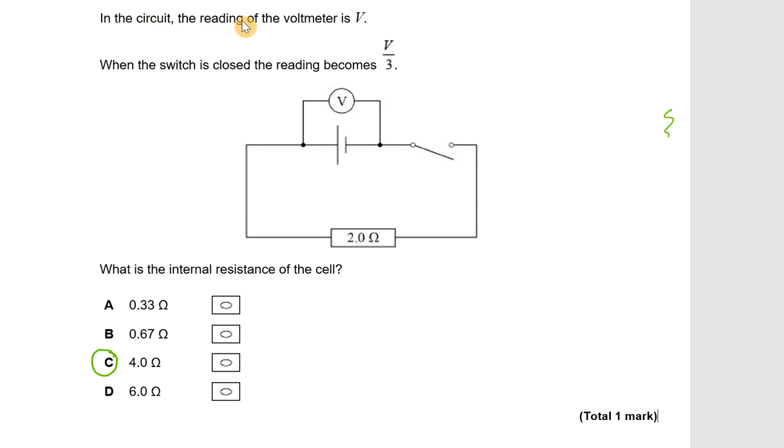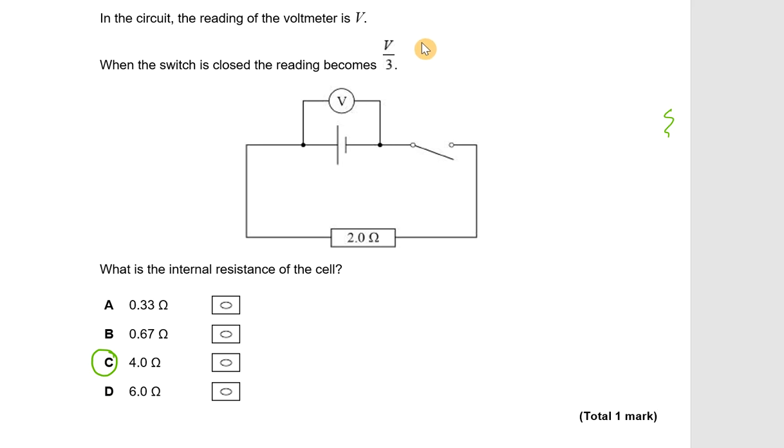So, in the circuit, the reading of the voltmeter is V. Now, it's important to note that at the moment, the switch is open, so there's no current flowing. We'll come back to that in a second. When the switch is closed, the reading becomes V over 3. What is the internal resistance of the cell?